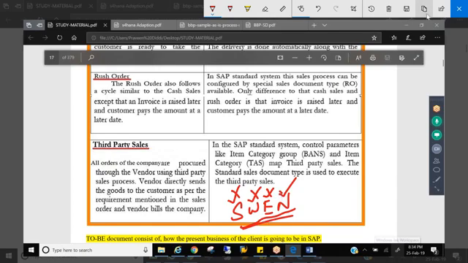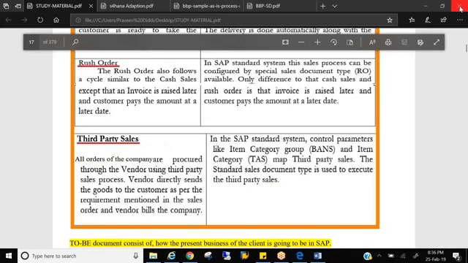So let's say you got a gap. What is a gap? A gap is nothing but something for which there is no solution in standard SAP. In standard SAP, you don't have a right-away solution for the customer. That's called a gap. What can be a gap? Simple. I'll tell you one gap.